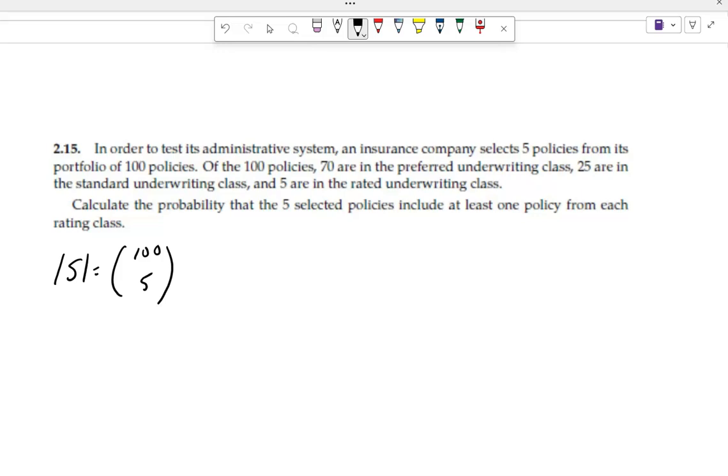Again, whatever that number turns out to be, I don't really care if we simplify it. But are we okay with why the size of the sample space is 100 choose 5? That part okay? All right. Let's see if we can figure out what the probability is.